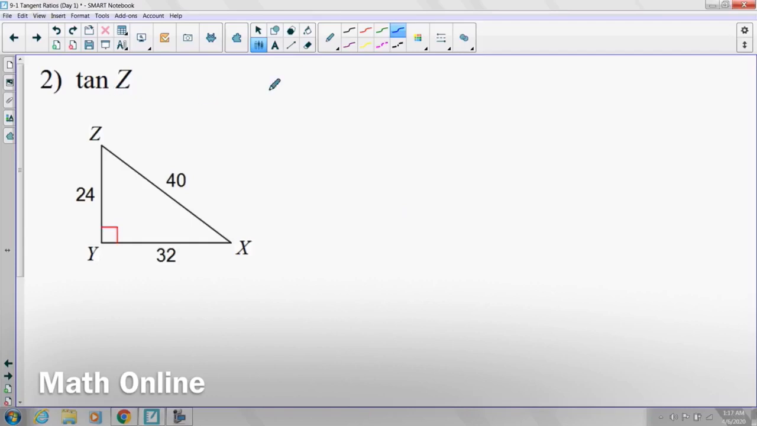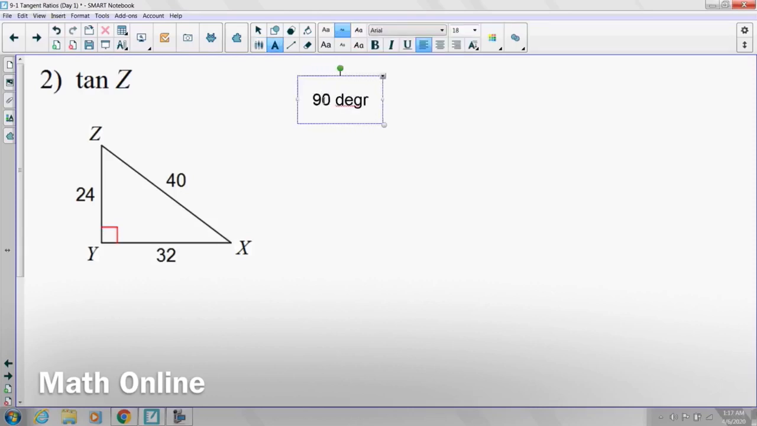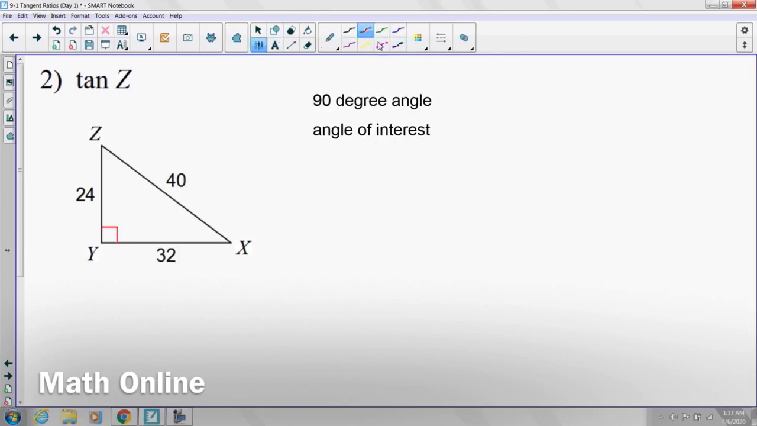So tangent of z. First of all, two things that we need to identify and know. Where is the 90-degree angle? First, that's the first thing we need to identify. Next, we need to find out what is the angle of interest. Okay, those are the two things that we need to look for. First of all, I need to look for the 90-degree angle. Where is it at? Is it this one? Is it that one? No, it's the one with the box, the y. So in this case, the y is the 90-degree angle.